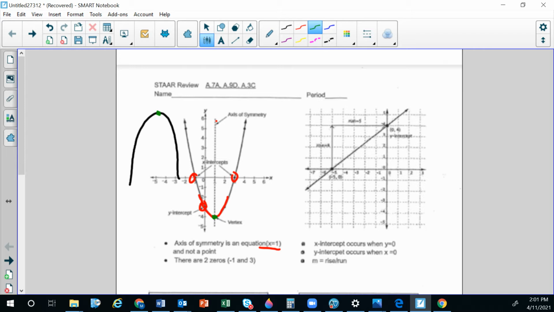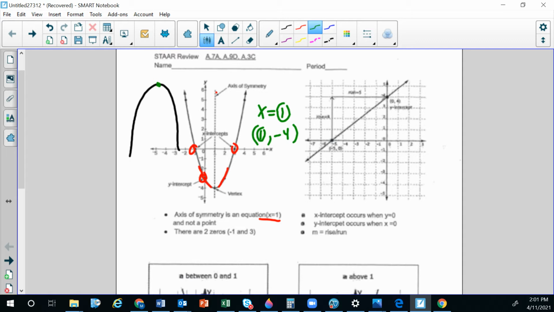Also, one thing I want to show you, if you can see this, in this case, the axis of symmetry is x equals 1. The vertex, right? The vertex is (1, -4). And so if you notice, the value of the axis of symmetry is the same as the x coordinate of the vertex. All right, guys. Okay, let's look at the linear graph.